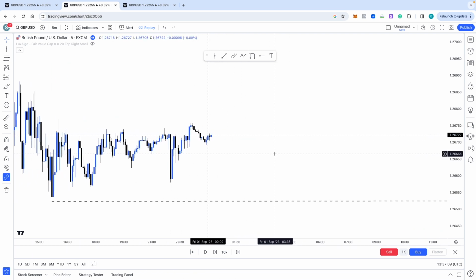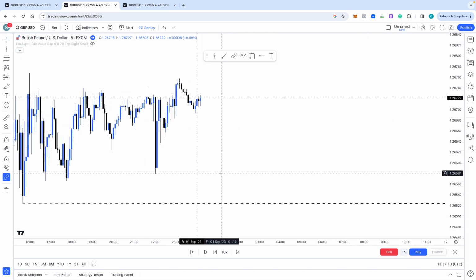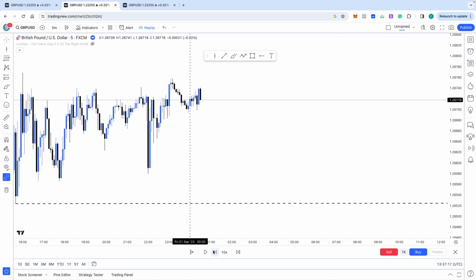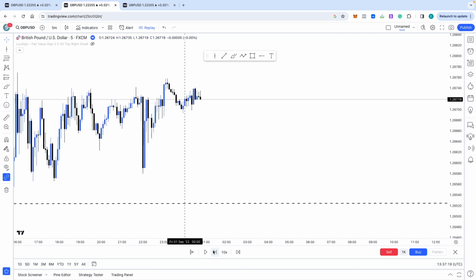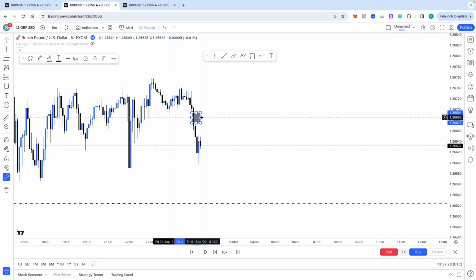So what we're looking for right now is entries for a bearish trade. So we're looking for sells. So we're keeping our eyes peeled for potential retracements into fair value gaps. So we've got a fair value gap over here that looks interesting.